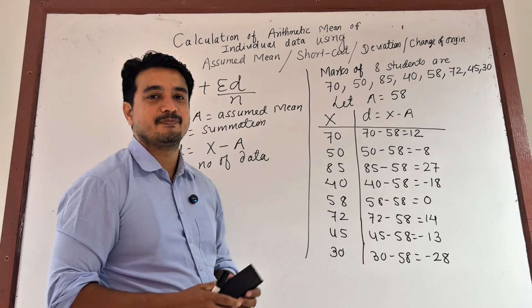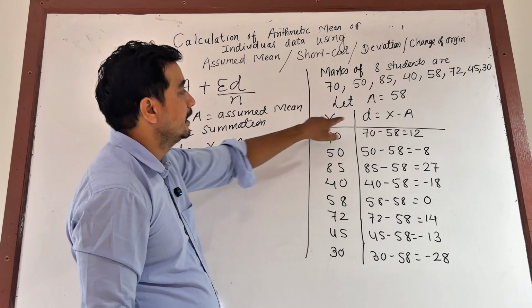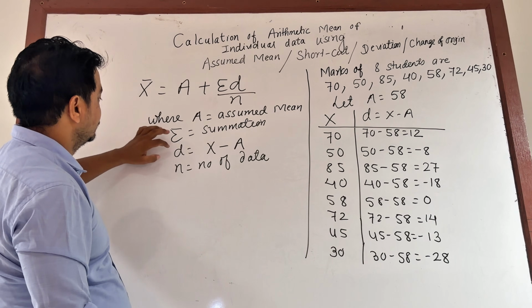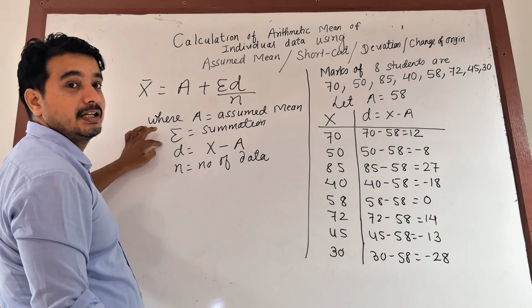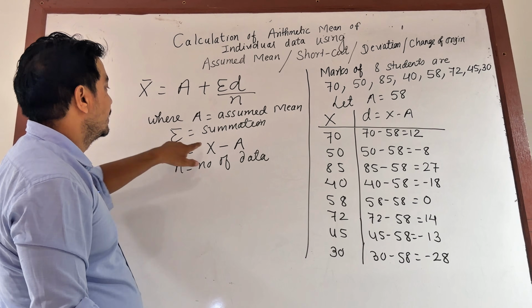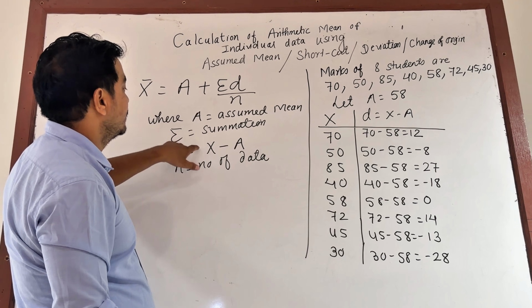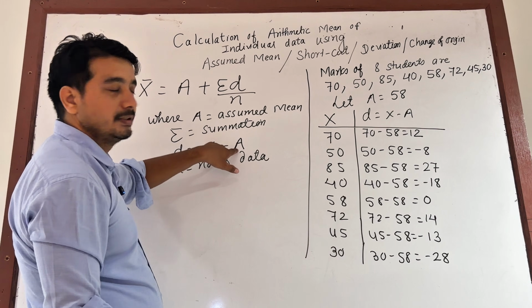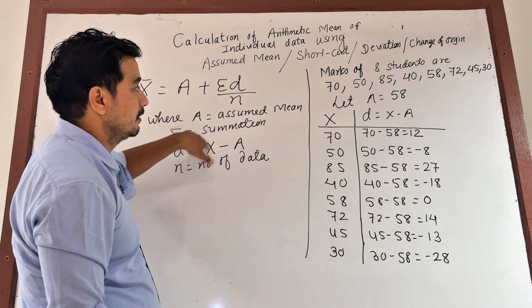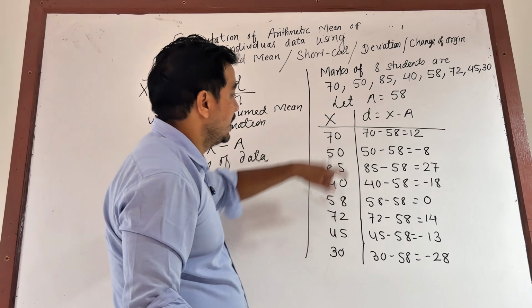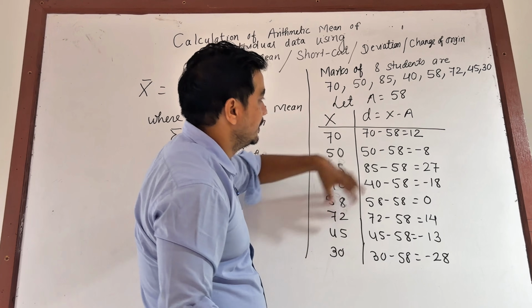So first of all you find d, and we know that d is the deviation, x minus a, which means we subtract the assumed mean from the data. These are our data and we subtract the assumed mean from all of them; that is d.